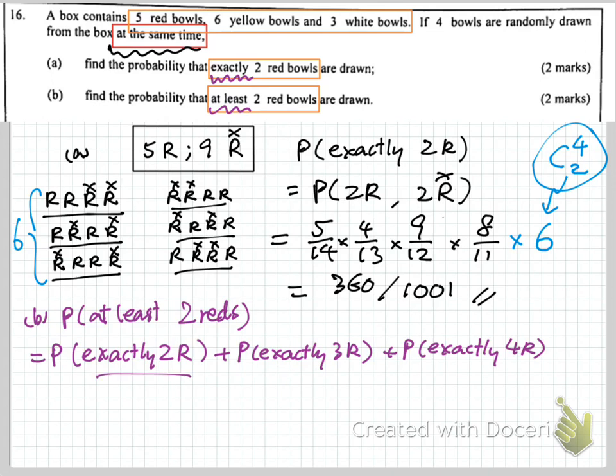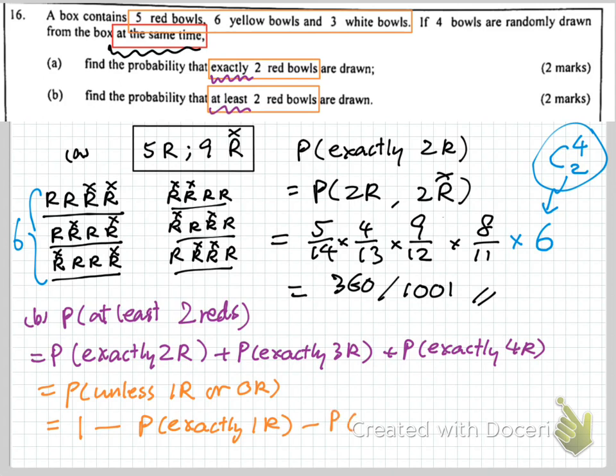You just did exactly 2 red. That would be 360 over 1001. You do it again for 3, for 4. You add them up together. Or alternatively, you can do this. You can use the complement. Unless there is only 1 red or no red. So that would be the probability of 1 minus exactly 1 red or exactly 0 red. Exactly 0 red means all 4 of them are non-red. So you need to calculate this one, exactly 1 red or 4 of them non-red.